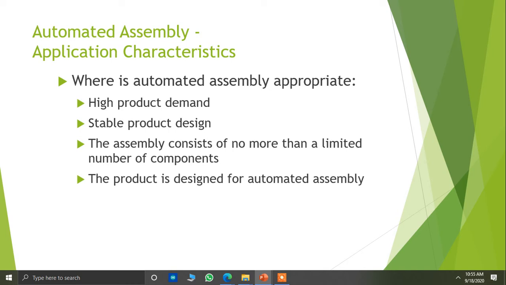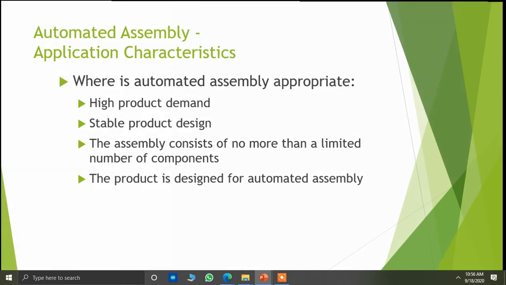Your nursery products cannot be automated. You take small plants, they have a stable product design, but I don't know whether they have high product demand or not. They have certain product demand, but at the same time they cannot be automated. So these are some examples of application characteristics where this automation production line can be implemented.